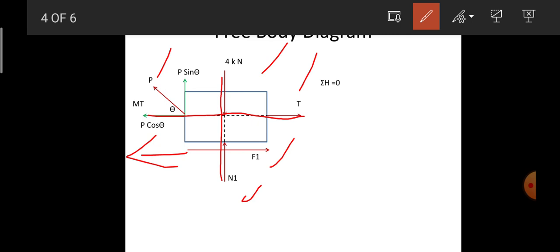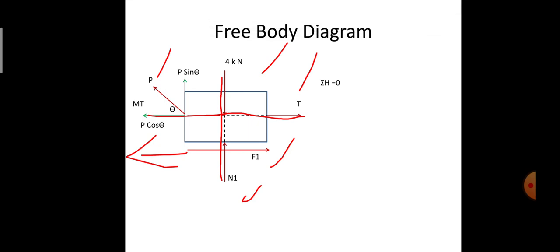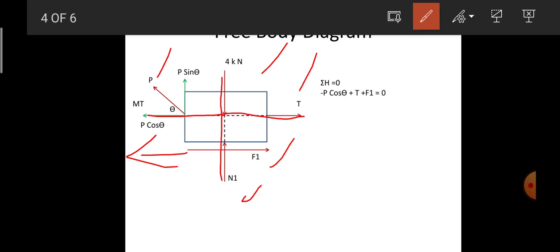Upon resolution, the vertical component will be P sin theta and the horizontal component will be P cos theta. Now, if I want to proceed, sigma H is equal to 0. That is, the summation of all the horizontal forces is equal to 0. Here we have the horizontal forces P cos theta, F1 and T.